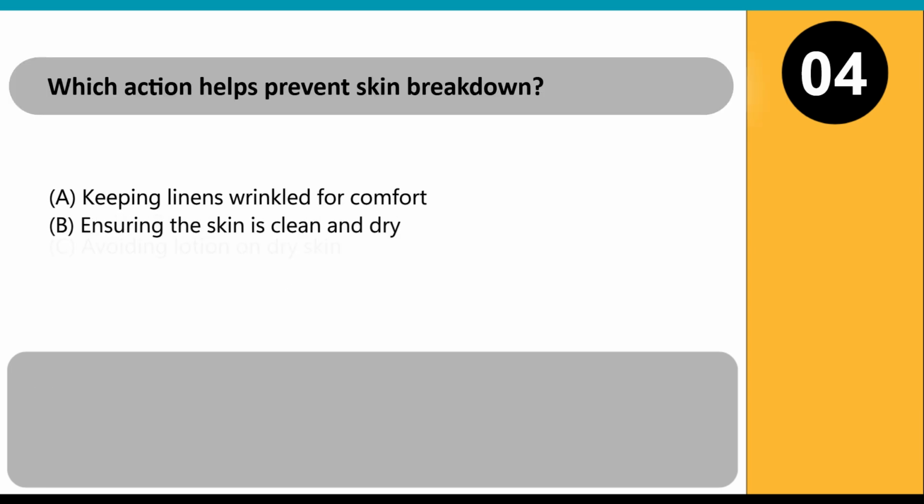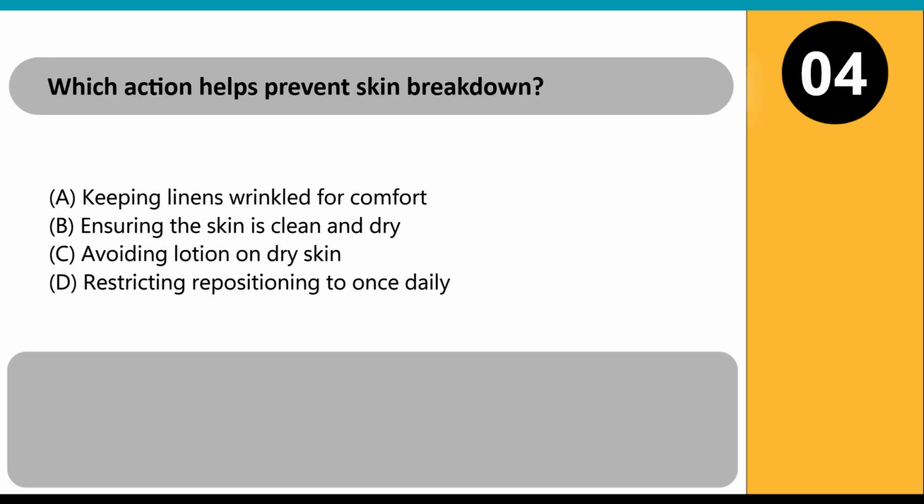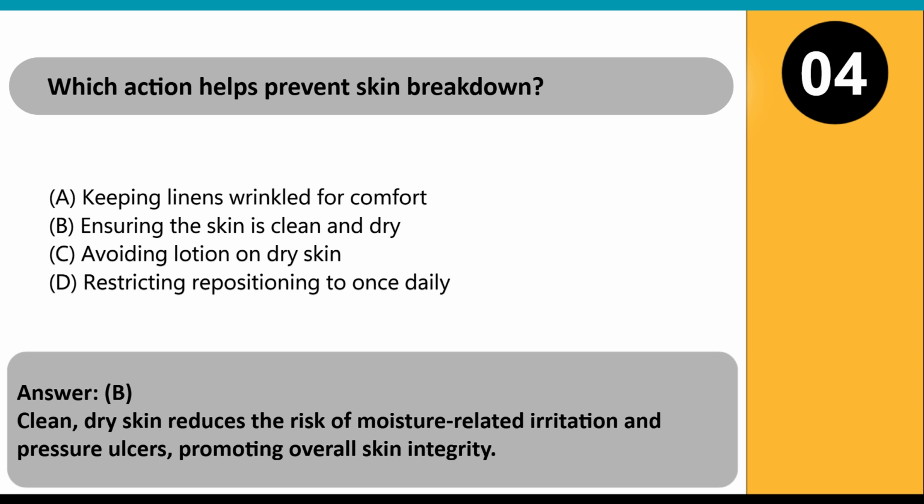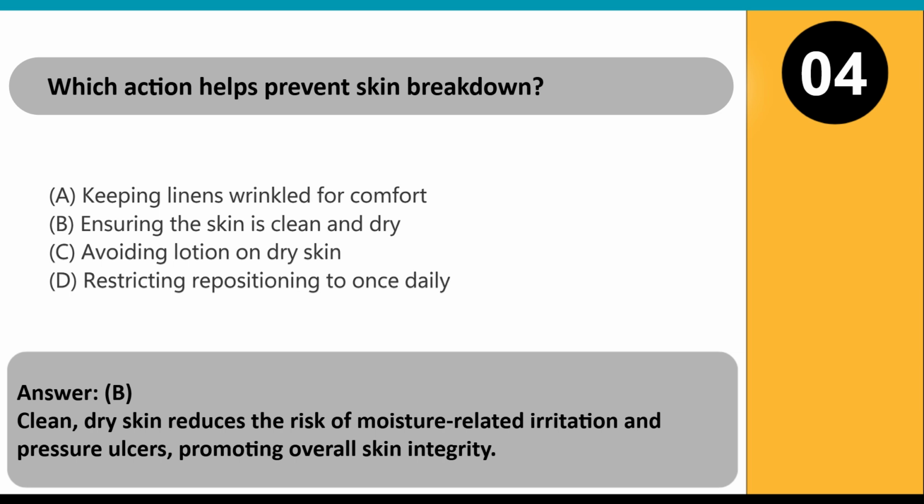Which action helps prevent skin breakdown? A. Keeping linens wrinkled for comfort. B. Ensuring the skin is clean and dry. C. Avoiding lotion on dry skin. D. Restricting repositioning to once daily. Answer, B. Clean, dry skin reduces the risk of moisture-related irritation and pressure ulcers, promoting overall skin integrity.